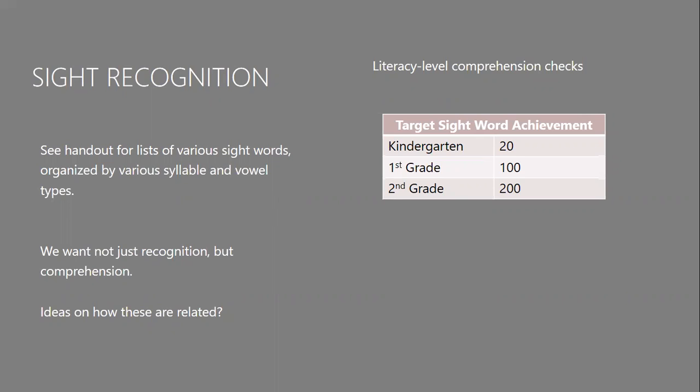Now you want not just word recognition, but also comprehension. And then just a little blurb to think about of how recognition and comprehension are related, because you can definitely have one without the other. Usually it is, well, I guess in writing, it would be recognition without comprehension, but in listening, it would more than likely be the other way around if they're not able to form the written form in their head and write it down. Anyways, and then you also want to have literacy level comprehension checks.